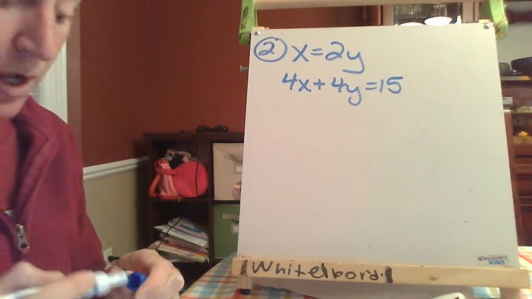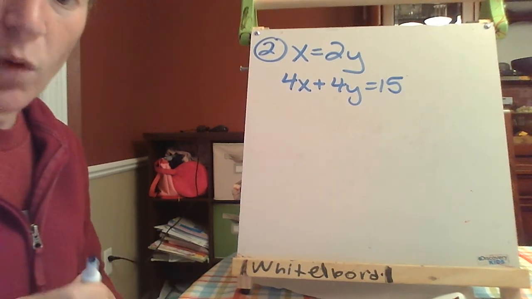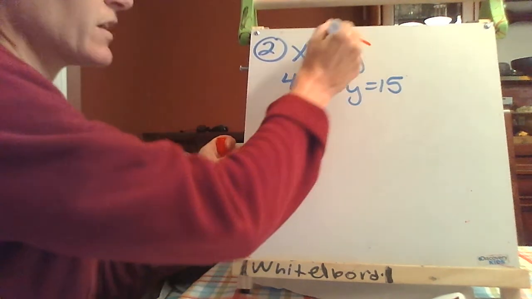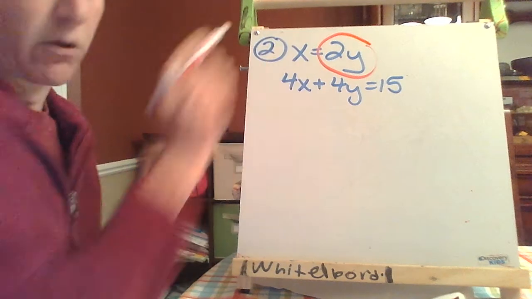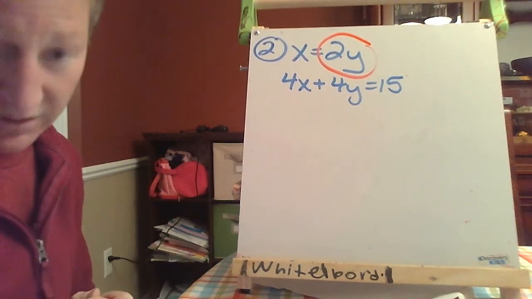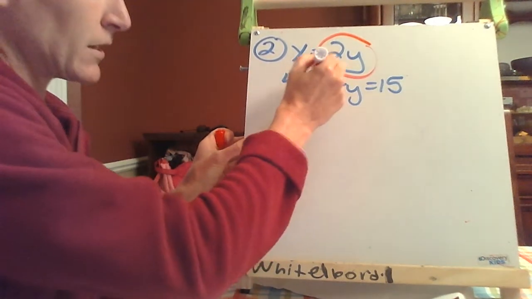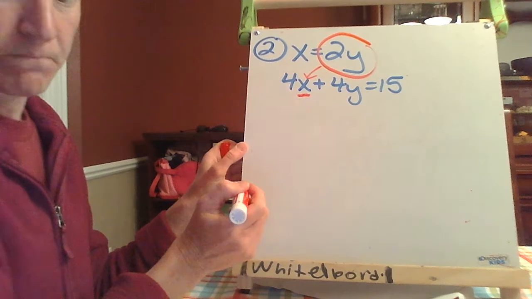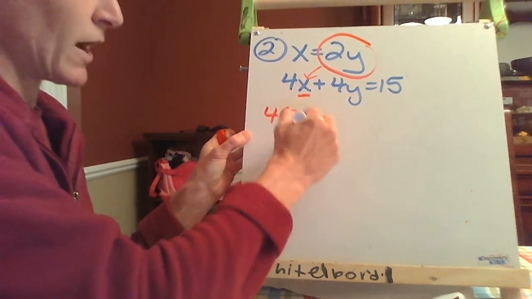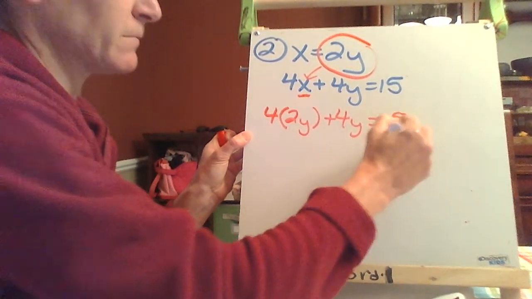Now, again, we're looking for an x value and a y value, and in order to get that, we have to substitute. So we circle this because x is already by itself. Always circle the stuff on the other side of what variable's by itself. This gets plugged in for x right here. Okay? So 4 in place of x, 2y plus 4y equals 15.